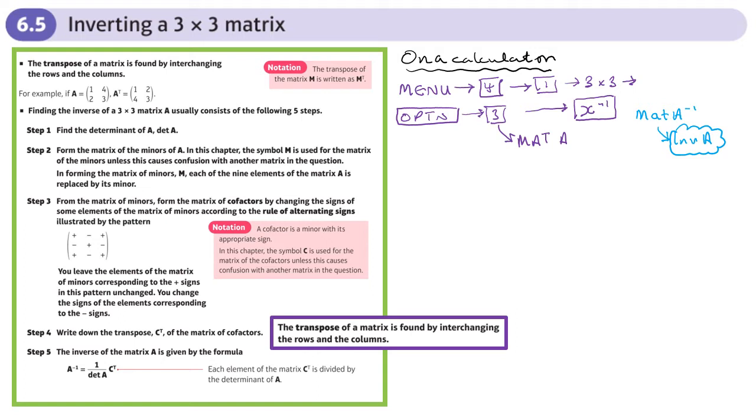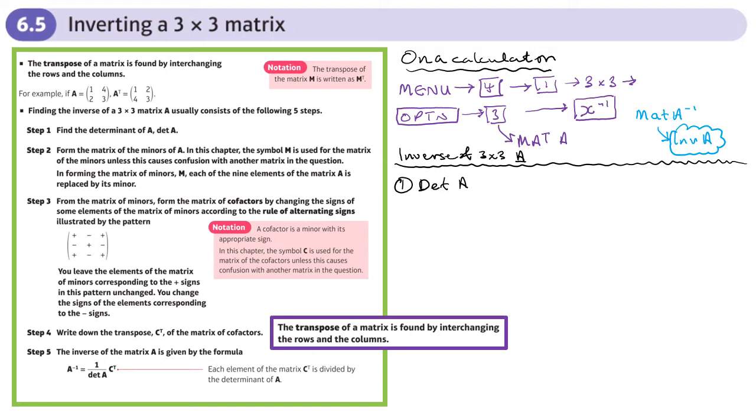Right, let's get on to how we do this manually. None of this is in the formula book, so you do need to remember it. The first step is to find the determinant of A. So you need to find the determinant of our matrix. This is about finding the inverse of our 3 by 3 matrix, which we'll call A. We know how to work out the determinant of A. That's what we did in the previous section.